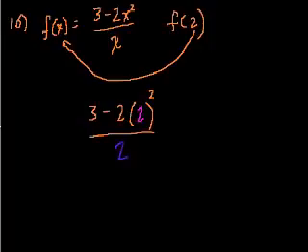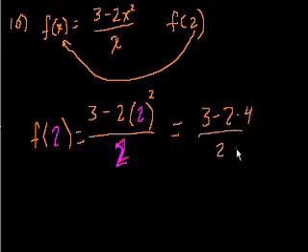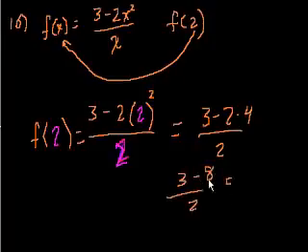2. Over 2. And just so you know where that 2 came from, that's f of 2. Everywhere there was an x, I just replaced it with a 2, and now I just evaluate this. So 3 minus 2 times 2 squared, so that 2 squared is 4, over 2. So 3 minus 8 over 2 equals, 3 minus 8 is minus 5, so it's minus 5 over 2. And that is choice D.